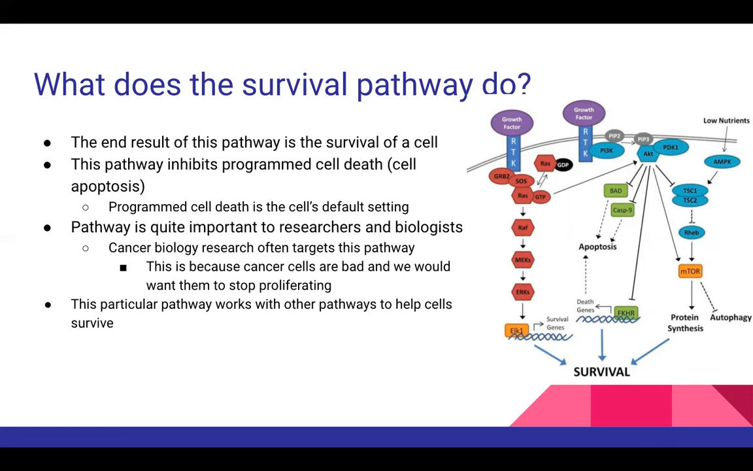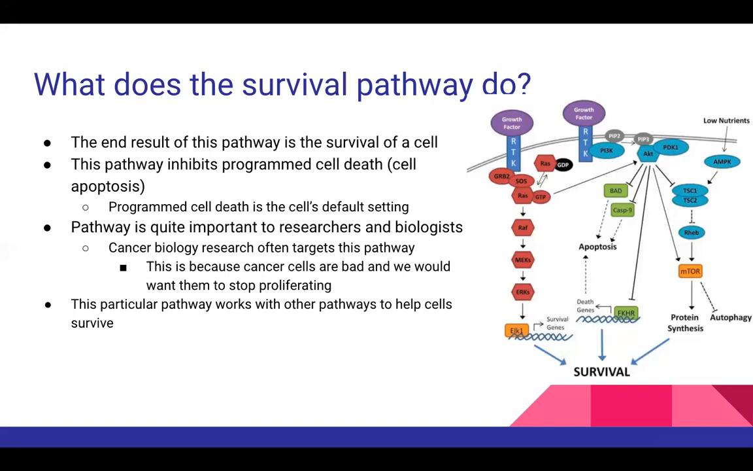Another thing I thought would be good to mention is that the pathway is important to researchers and biologists. Researchers who study cancer can target this pathway. This makes sense intuitively because cancer cells replicate at a very high rate, and there's lots of crazy cell division that occurs. So manipulating some of the components of the pathway that could stop cancer cells from dividing and surviving would be beneficial, because we want them to stop proliferating.